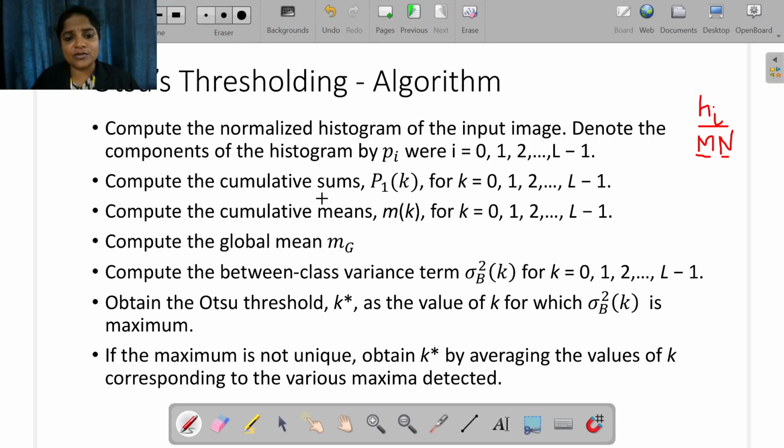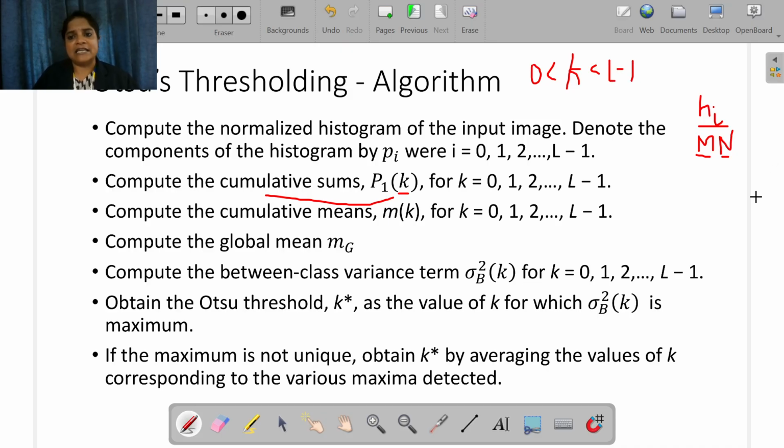The next step is to compute the cumulative sums P1 of k. So what is going to be the k value? In Otsu's thresholding, the aim is to find out the optimum k. So what is k value going to be? The k value is going to be one of the intensity values present in the image, right? It is going to be an intensity value between 0 to L minus 1. So, to find out the optimum threshold in our problem, what we are going to do is we are going to calculate all these steps for all the k values.